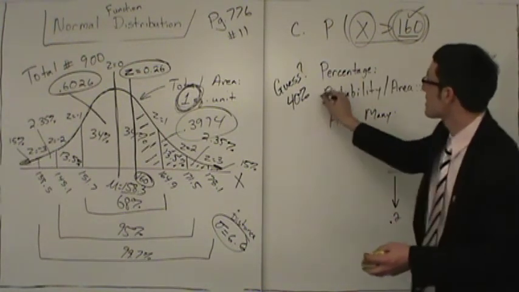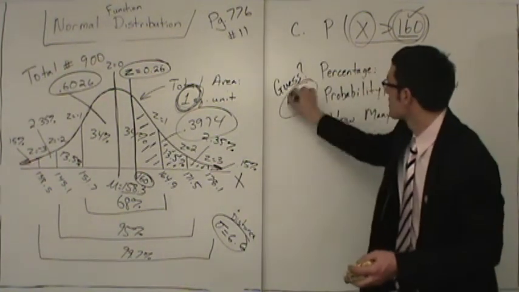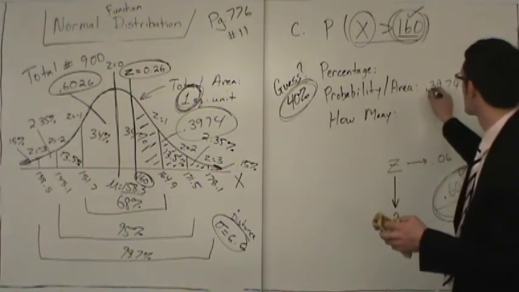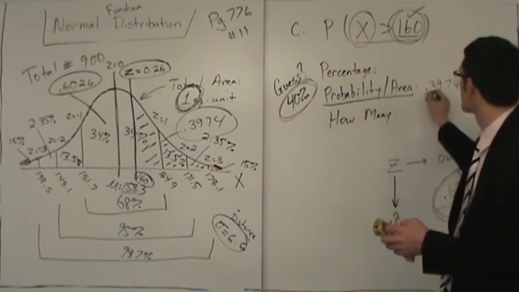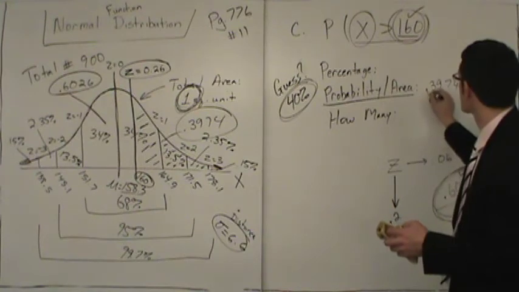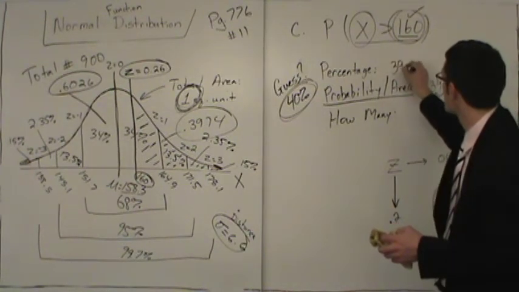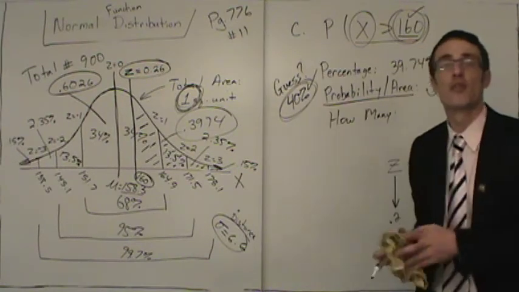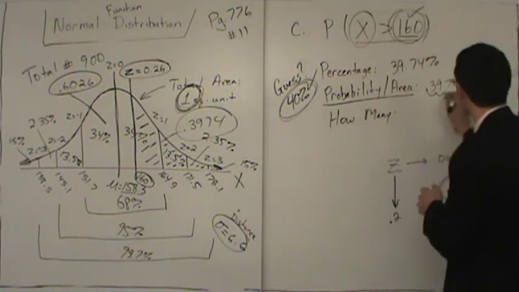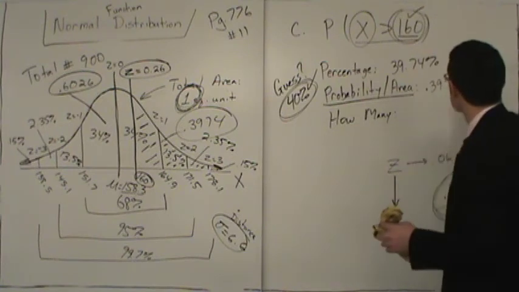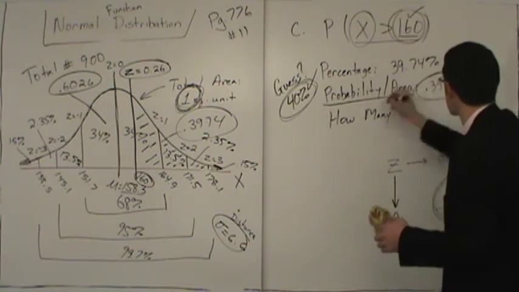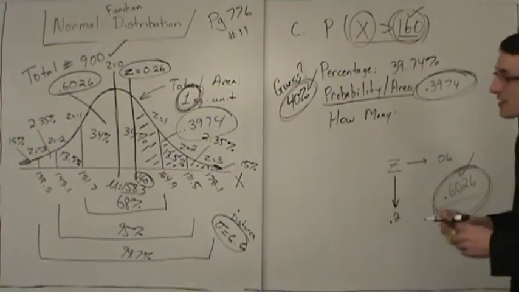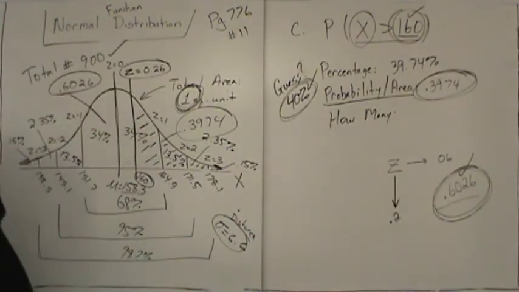And what did we guess here? We guessed that our area, or our percentage, would be around 40%. How do we get from probability or area to percentage? Remember, the Z table gives you probability or area. We move the decimal 2 places to the right, and we get a percentage of 39.74%. Pretty good guess. Now, again, to get how many, we take our probability, which is 0.3974, and multiply by the total number. So 0.3974 times 900.